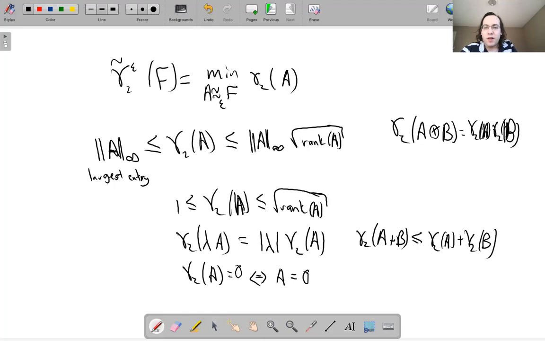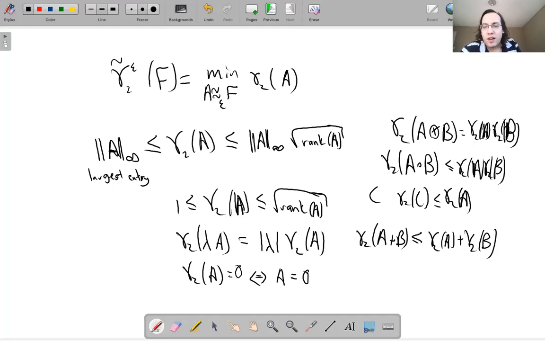Okay, the product. The gamma 2 norm of a Hadamard product, which is an entry-wise product of A and B, is at most the gamma 2 norm of A times the gamma 2 norm of B. Another useful property is that if C is a submatrix of A, then the gamma 2 norm of C is at most the gamma 2 norm of A. It has various other nice properties. Rearranging rows and columns of the matrix does not change the gamma 2 norm. Negating the matrix doesn't change the gamma 2 norm. Various properties like that.